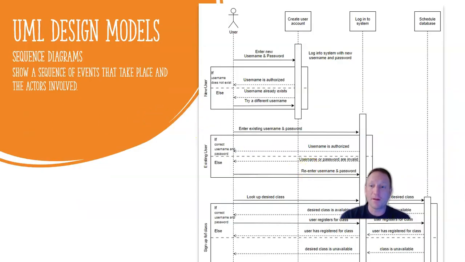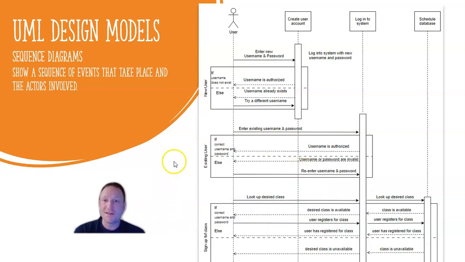The next UML model I'd like to discuss is the sequence diagram, and this one's kind of cool. It shows a lot. It shows what the user does. Right here at the beginning, a new user will create a password. They'll create an account. So that's what this first section shows, the new user. If the username is authorized, they'll be able to continue on. If the username has already been taken, they'll get a message saying this username has already been taken, try a different username.